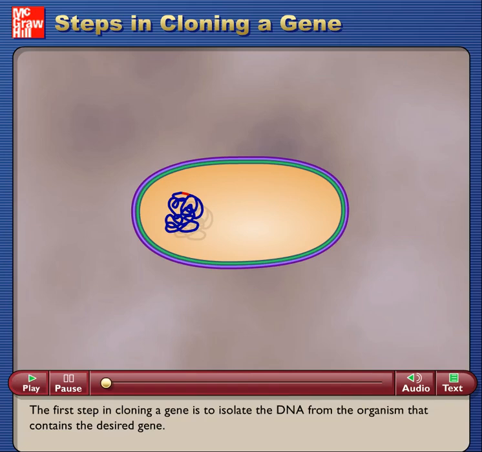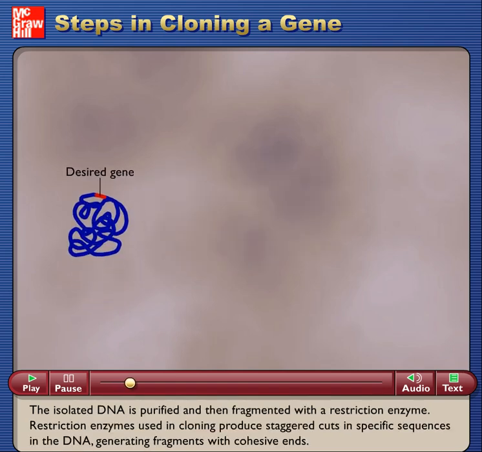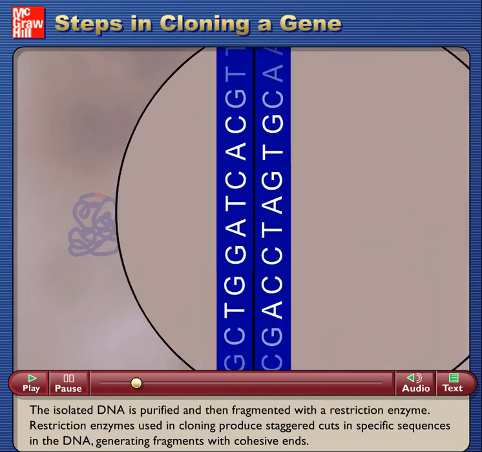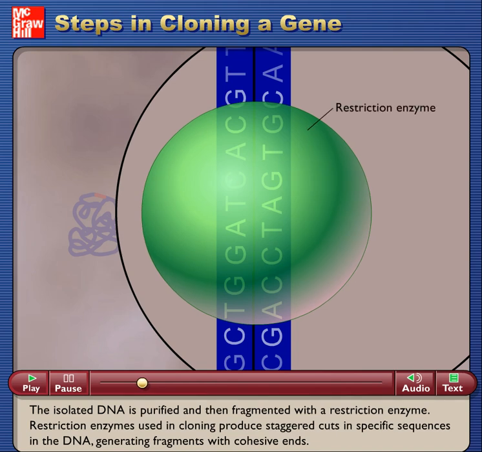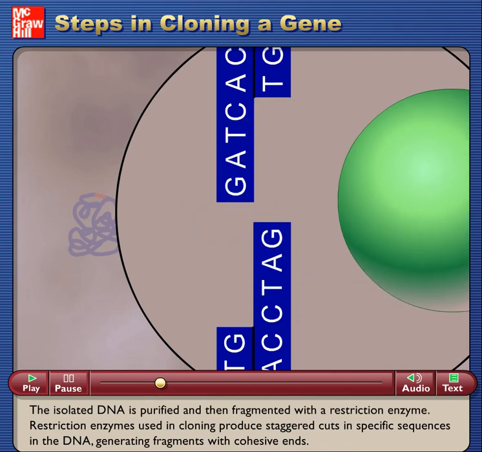First step in cloning a gene is to isolate the DNA from the organism that contains the desired gene. The isolated DNA is purified and then fragmented with a restriction enzyme. Restriction enzymes used in cloning produce staggered cuts in specific sequences in the DNA, generating fragments with cohesive ends.